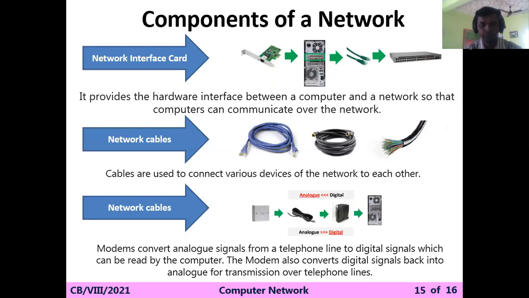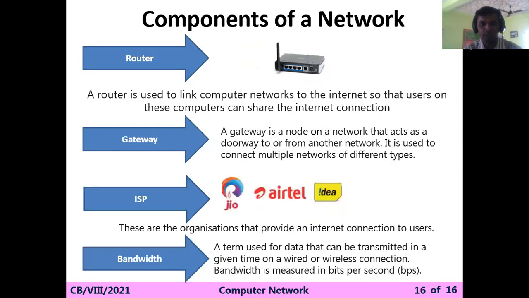Components of a computer network. Network interface card. It provides the hardware interface between a computer and a network so that computers can communicate over the network. Network cables. Cables are used to connect various devices of the network to each other. Modem. Modems convert analog signals from the telephone line to digital signals which can be read by the computer. The modem also converts digital signals back into analog for transmission over telephone lines.